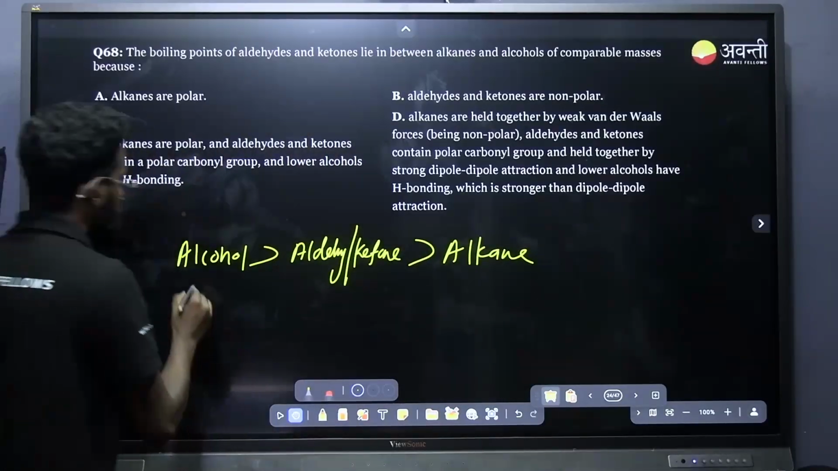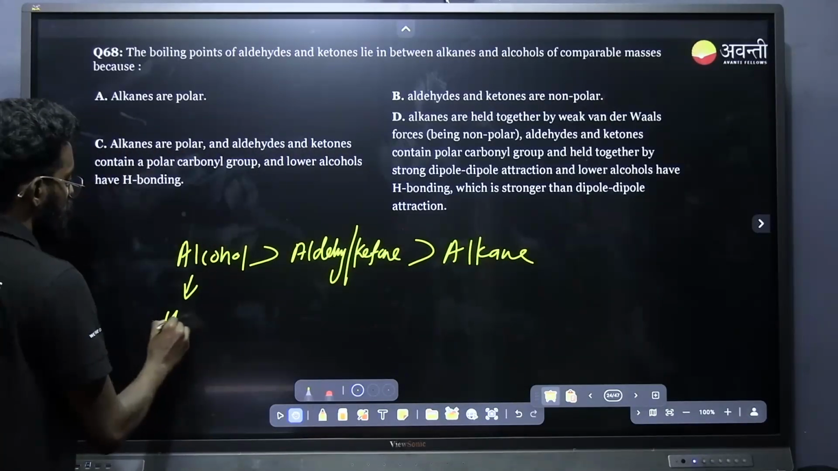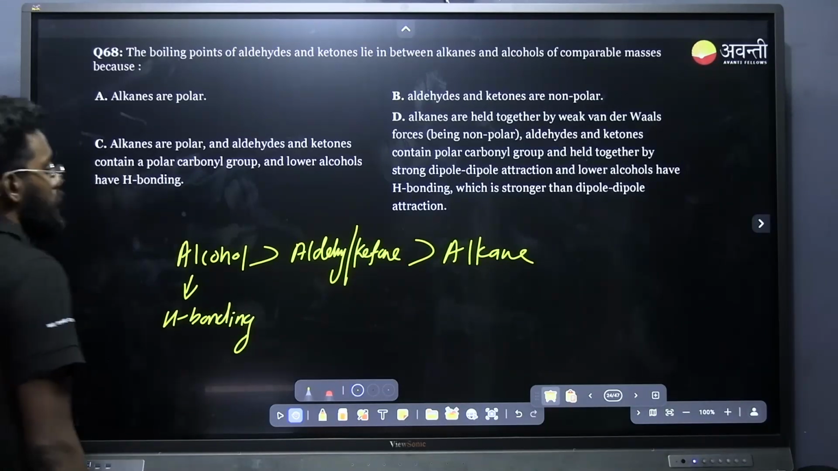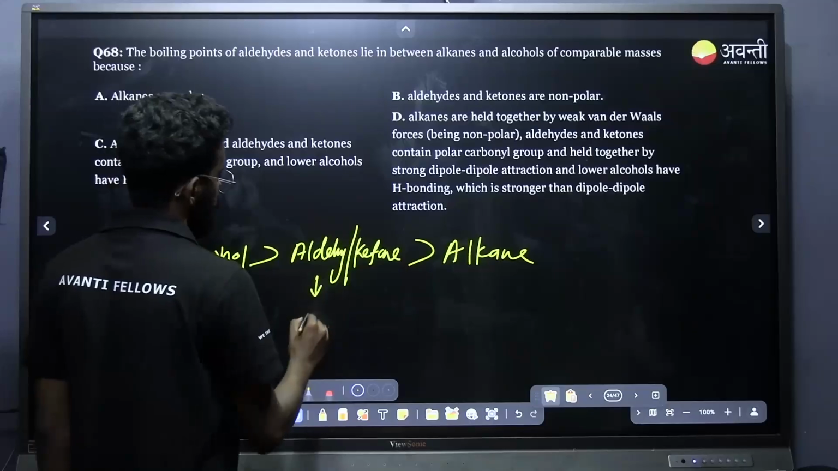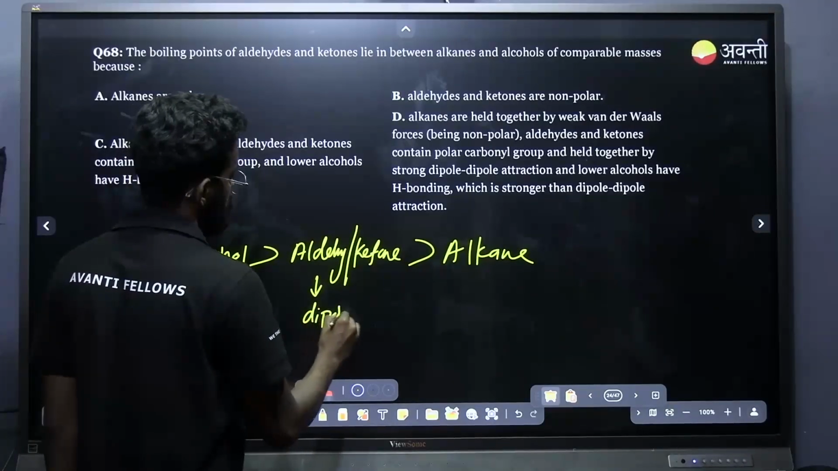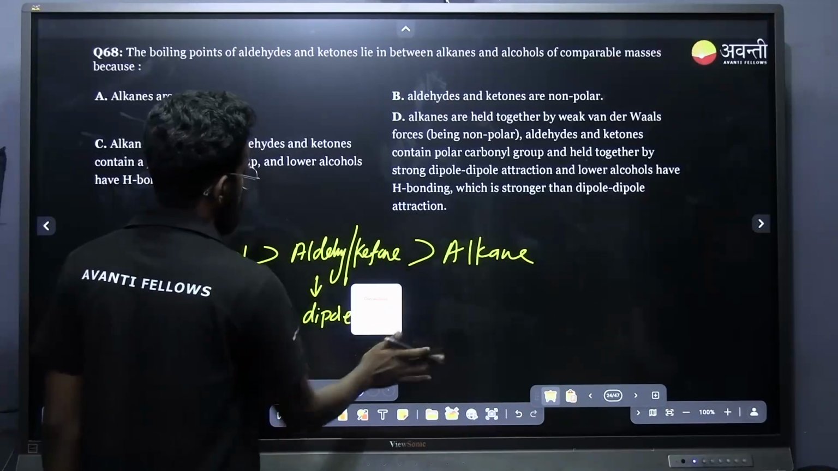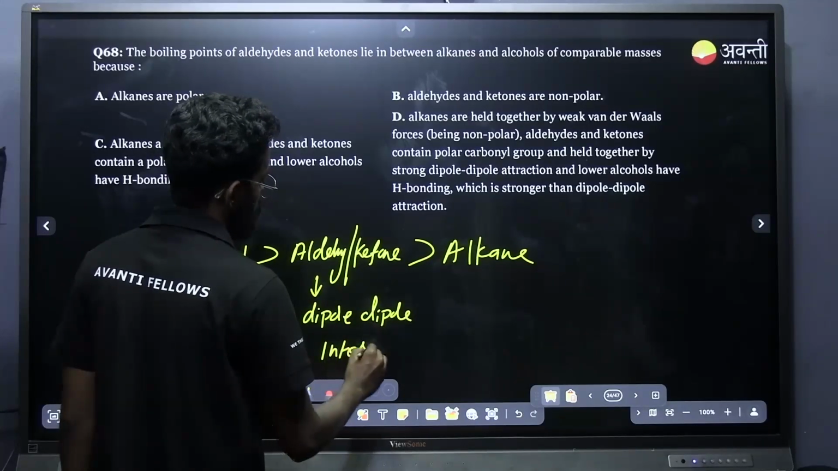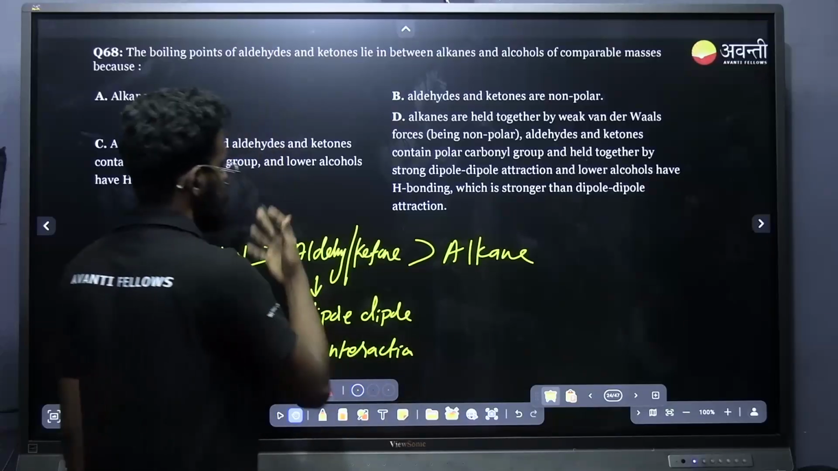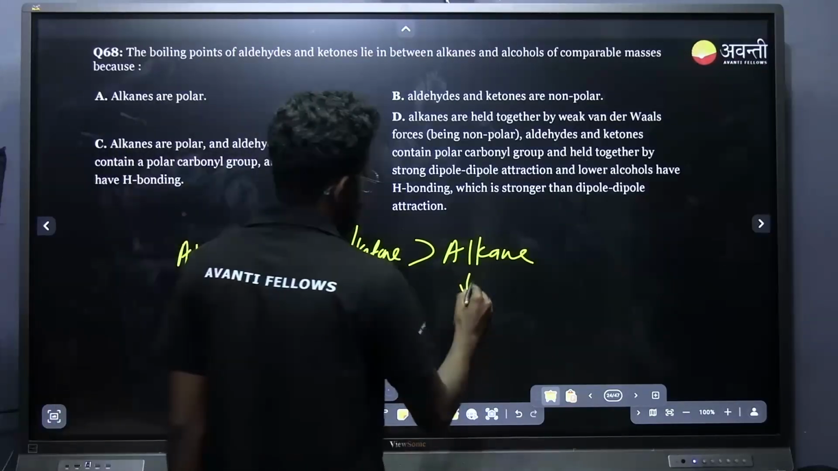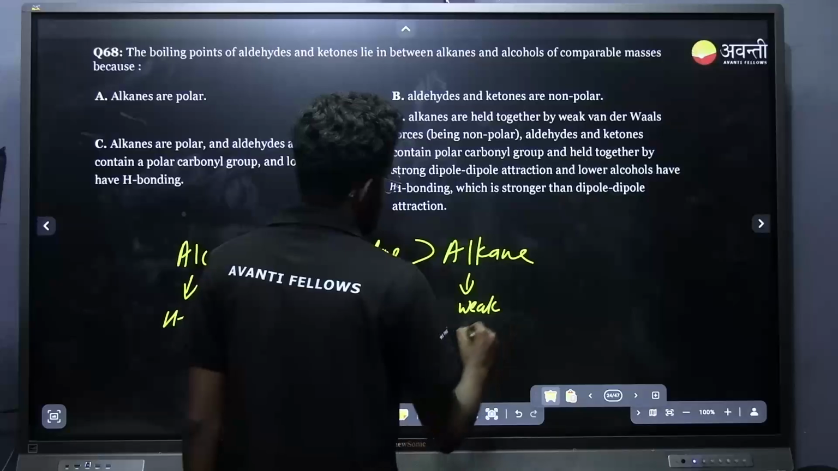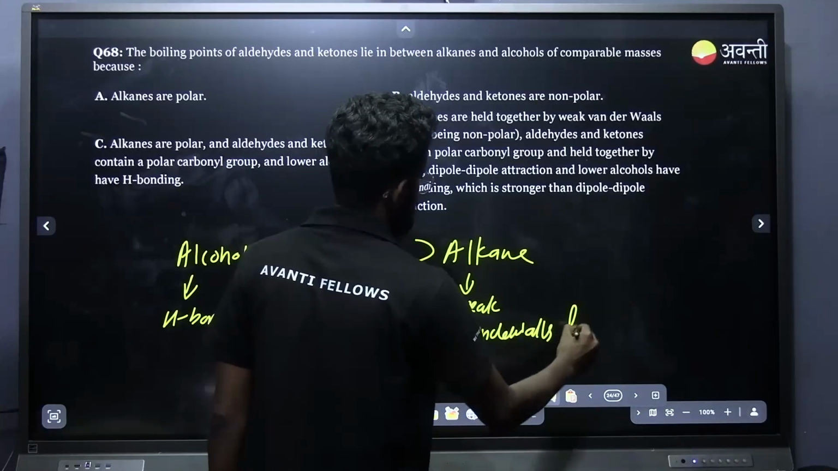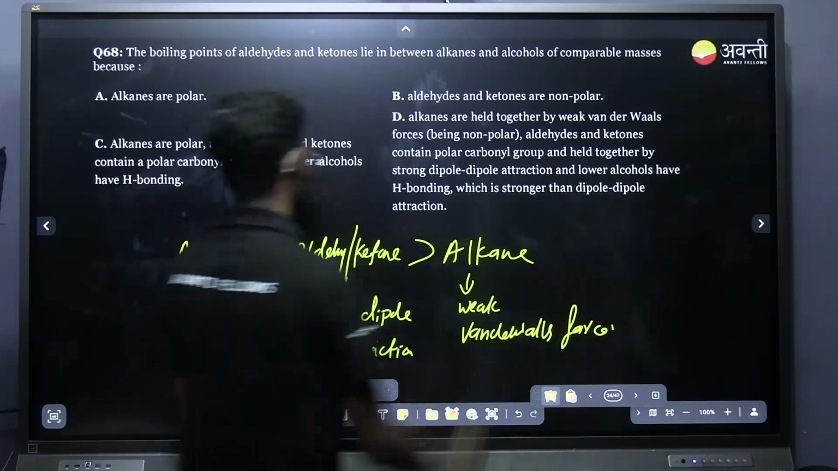What is the reason? Alcohol is higher because of hydrogen bonding, and aldehyde and ketone have dipole interaction. That's why they have the next highest. Alkane has weak van der Waals force. Yes, very good. So what is the answer?